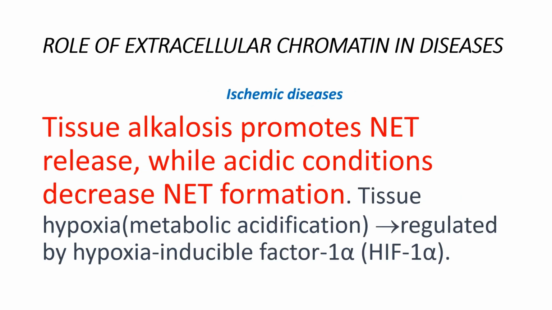As regards the role of extracellular chromatin in ischemic diseases, actually oxygen supply and pH changes in the microenvironment impact NET formation. Tissue alkalosis promotes NET release, while acidic conditions decrease NET formation. And tissue hypoxia is often accompanied by metabolic acidification, so there is a decrease in NET formation. And tissue hypoxia is regulated by what's called hypoxia-inducible factor 1 alpha in human tissues.